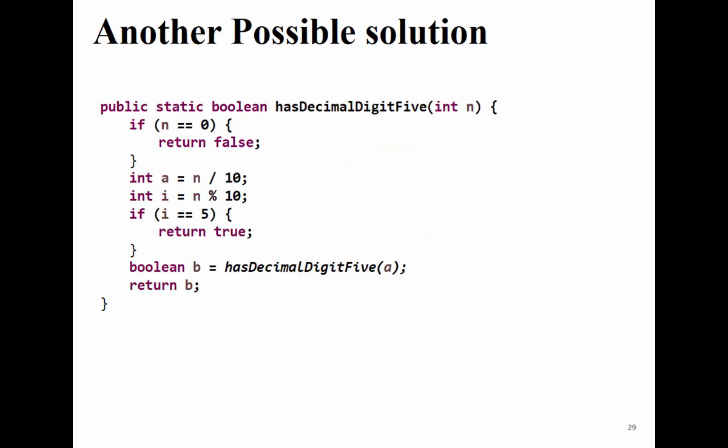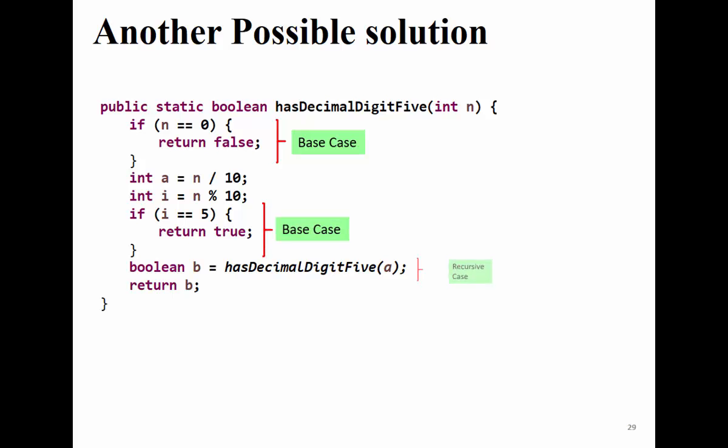Another implementation here, you can see if n is equal to 0, we're going to return false. Then if we have a is equal to the divide, i is equal to the mod. If i is equal to 5, I'm going to return. Otherwise, I will define p as a Boolean of a. Then at the end, I will return p.